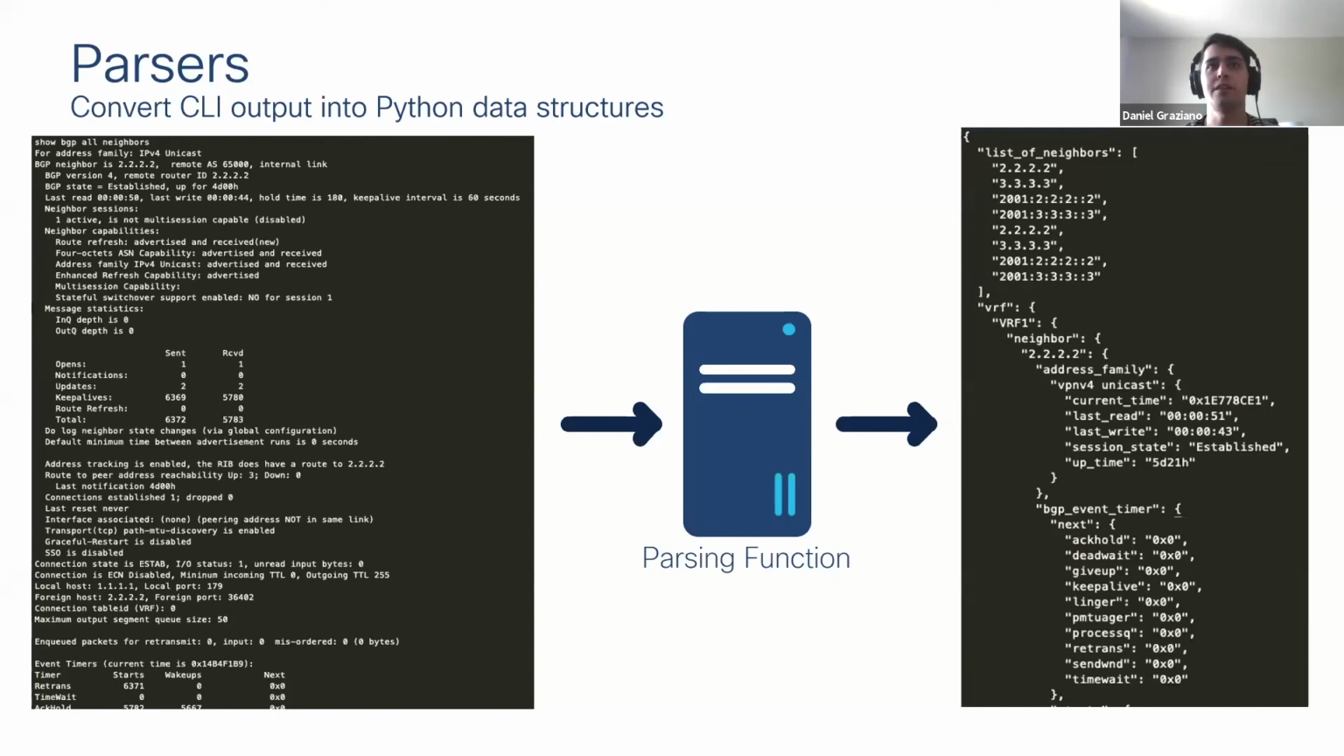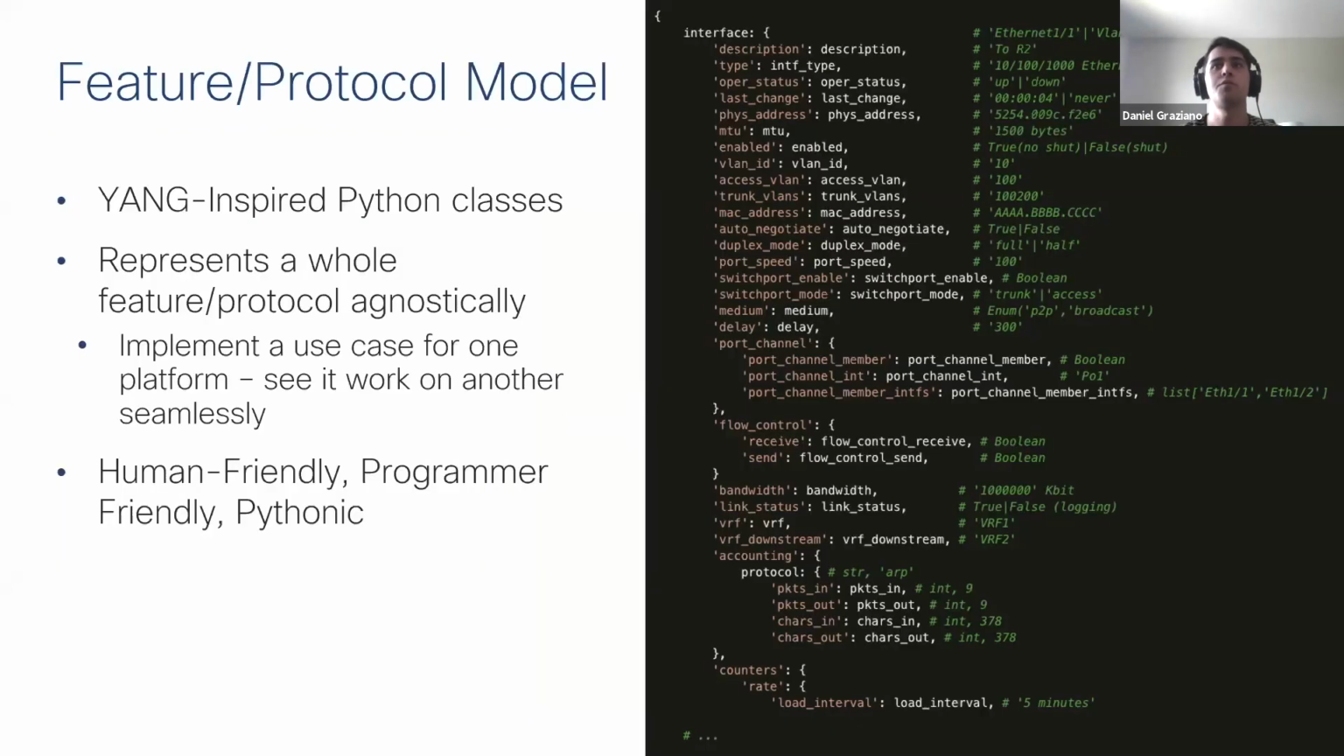Now, the question we get asked a lot is when you have multiple different platforms, the output might look different between them. So if I write a script on one, how am I going to access the same data from another? And that's where we have the feature protocol model. The feature protocol model is a Yang-inspired Python class. By that, I mean it's inspired by Yang, but it's not Yang. It is a Python data structure that represents a whole feature or protocol agnostically. You can implement a use case for one platform and see it work on another seamlessly. It's human-friendly, programmer-friendly, and Pythonic.